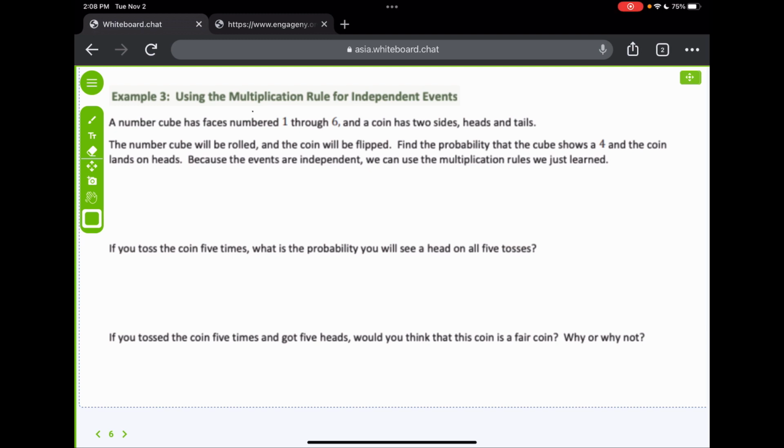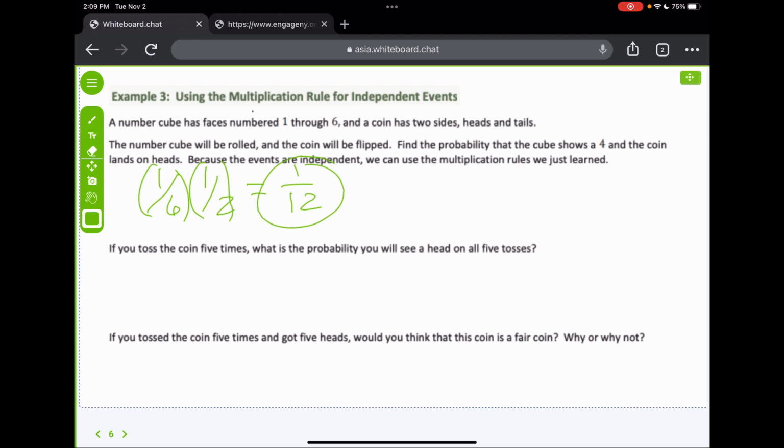Whether you roll a 5, it doesn't matter, it has no effect on you flipping a head or tail. Those have nothing to do with each other. We can use the multiplication rule that we've just learned. So, what's the probability that it rolls a 4? Well, there's a 1/6 chance, right? And what's the probability of you landing on heads? Well, that's 1/2. If you multiply those together, you're going to get 1/12. That's the chances of you both rolling a 4 and flipping heads.